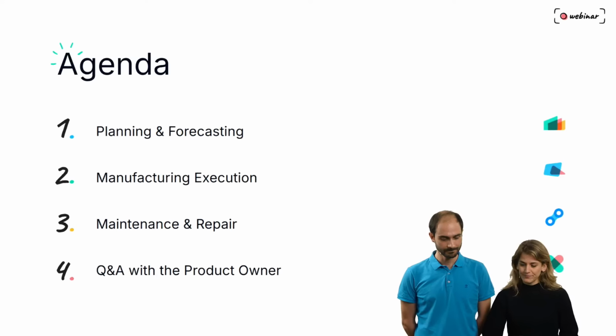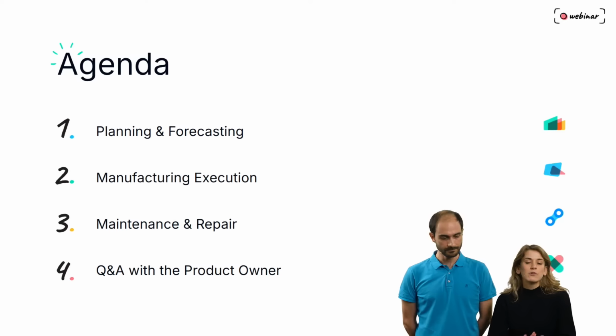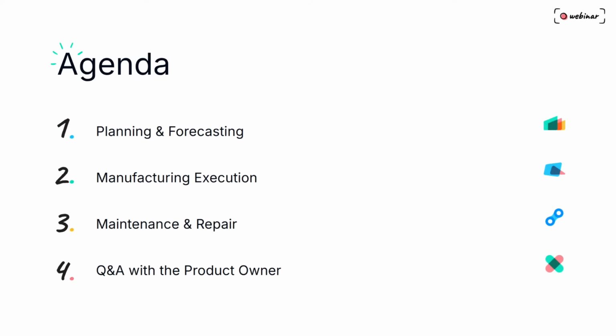So today, we split the agenda in 3 main topics. We divided the new features in planning and forecasting news, manufacturing execution, so a bit of shop floor, a bit of really execution and manufacturing orders, and maintenance and repair. We will end with the Q&A, so we will take advantage that we're here with Mathieu for some specific questions to him, and I will be here as well in case.